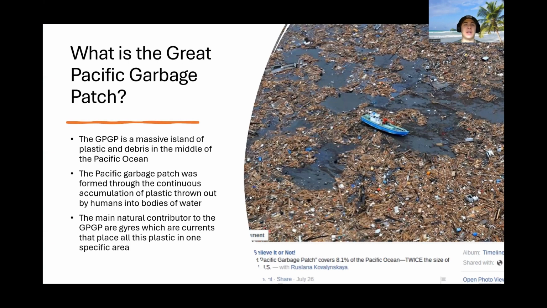What is the Great Pacific Garbage Patch? The Great Pacific Garbage Patch is a massive island of plastic and debris in the middle of the Pacific Ocean. It was formed through the continuous accumulation of plastic thrown out by humans into bodies of water. The main natural contributor to the Great Pacific Garbage Patch is gyres, which are currents that place all the plastic in one specific area.